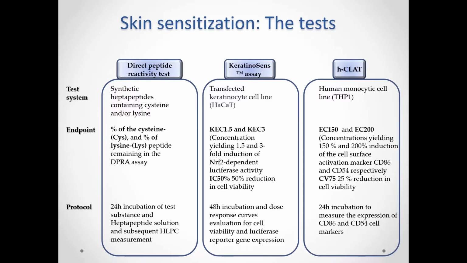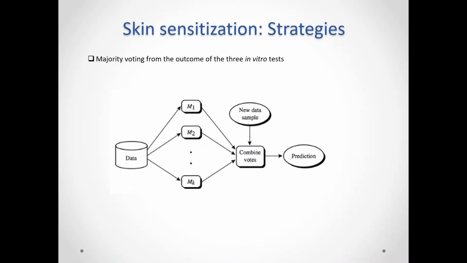And in the h-CLAT assay, we have a human monocytic cell line, and the endpoints are the concentrations causing 150 or 200% induction of the cell surface activation markers CD86 and CD54 respectively. The reduction of cell viability is monitored as well. So what do we do when we have three different assays?